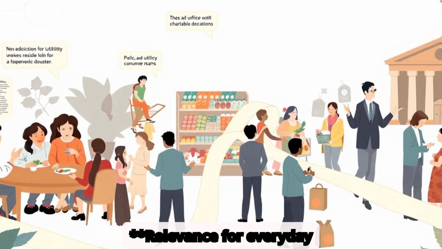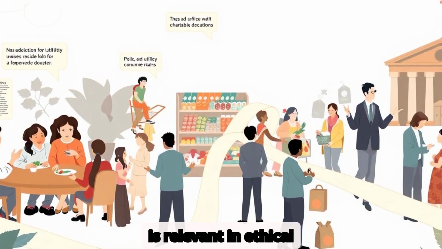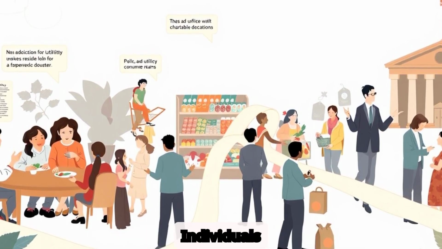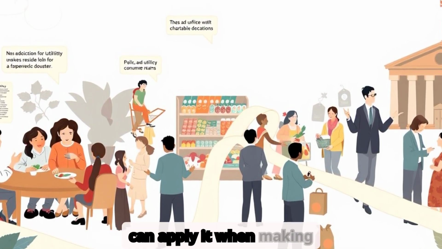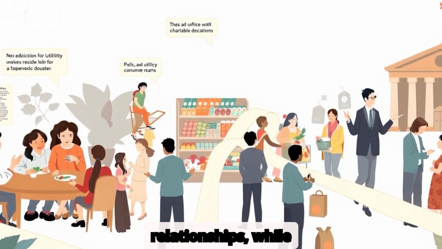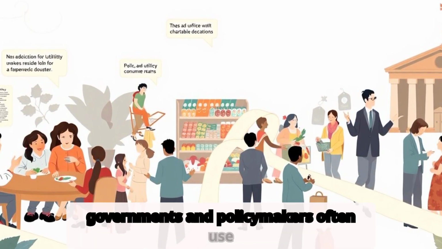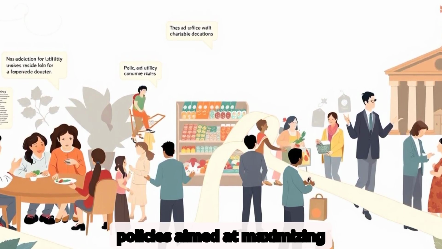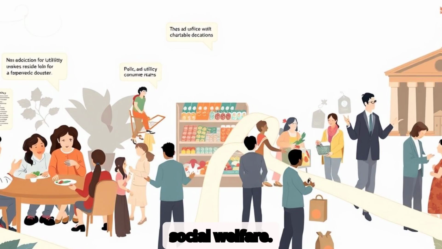Relevance for everyday life. The principle of utility is relevant in ethical decision-making at both the personal and societal levels. Individuals can apply it when making decisions about charity, consumer choices, or relationships, while governments and policymakers often use utilitarian thinking when crafting laws or public policies aimed at maximizing social welfare.